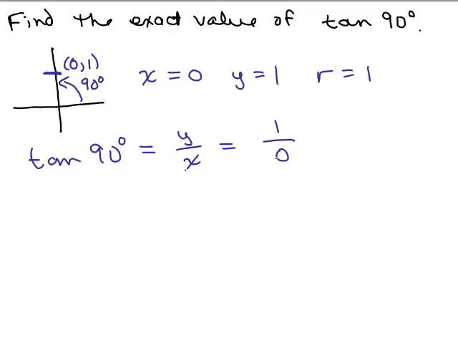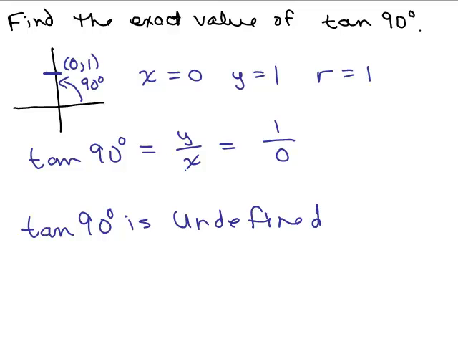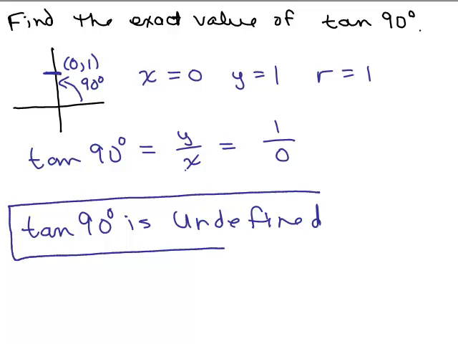Well, that is not defined, 1 divided by 0. So we say that the tangent of 90 degrees is not defined. Actually, to make it simpler, we'll just say it's undefined. Okay? Don't leave it as 1 over 0. Don't say that it's 0. Don't say that it's 1. Anytime you have a 0 in the denominator, it's undefined. So the tangent of 90 degrees is undefined.